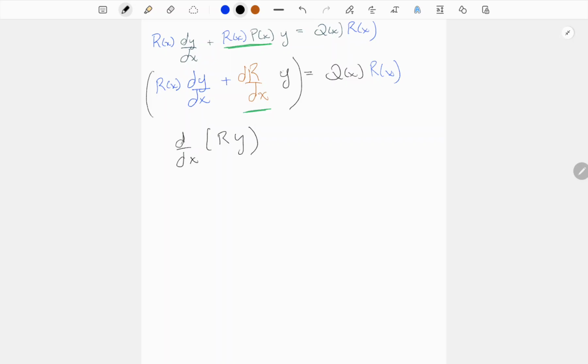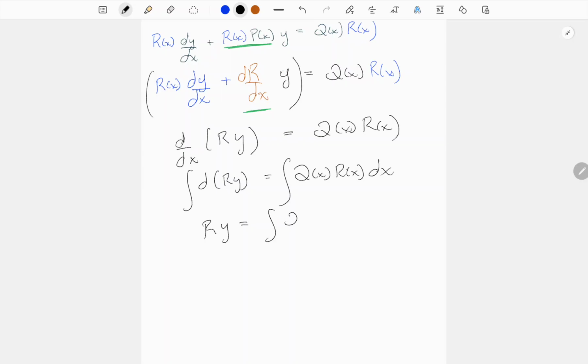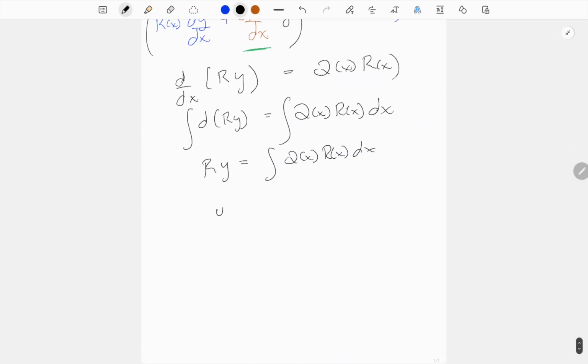And we can collapse it in this way so that our equation becomes this. If we multiply both sides of the equation by dx, then we have d(r y) equals q of x r of x dx. Then if we integrate both sides, we get r y is equal to the integral of q of x r of x dx. And then you could say y equals 1 over r of x, this is r of x here, times the integral of q of x r of x dx.